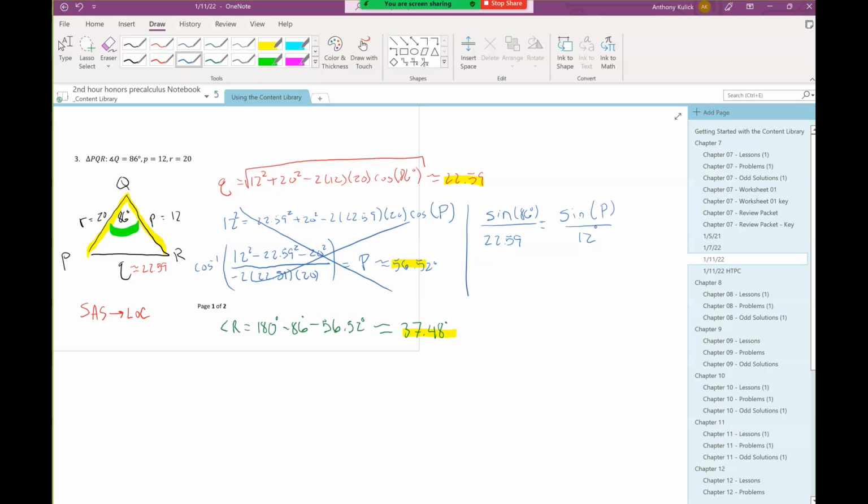Anyways, I'm totally losing track of where I'm at because I've gone down the rabbit hole here. All right, so let's see. We cross multiply, divide by 2259, and then do the sine inverse. So this is what I'm typing into my calculator. Where did I, jeepers creepers.